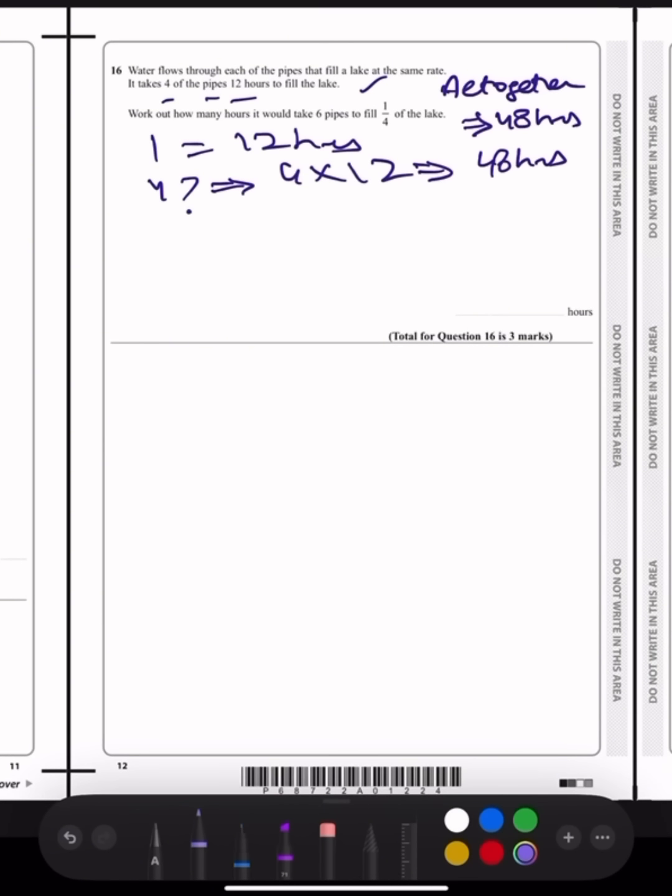Then after that, they say to work out how many hours it would take for 6 pipes to fill 1/4 of the lake, right? So now we already know that it takes 48 hours for all the 4 pipes, right? So how many hours would it take for 6 pipes? So what we do here is we do 48 over 6, right? So we know 6 8s are 48. So we basically can say that it's 8 hours for 6 pipes to fill the lake.